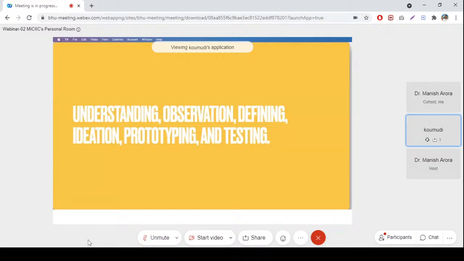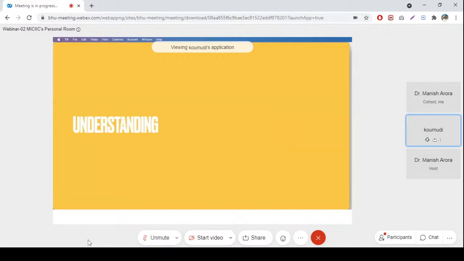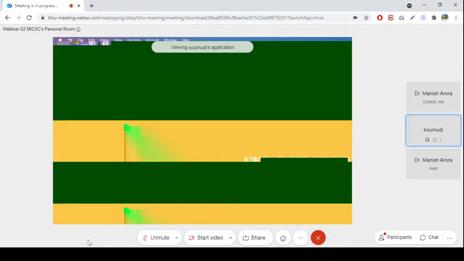Hence, they are better perceived as modes than stages. Every project will involve activities specific to the product under development, but the central idea behind each stage or mode remains largely the same. In the understanding mode, designers attempt to develop a deep understanding of the problems they are trying to solve and to empathize with the end users.